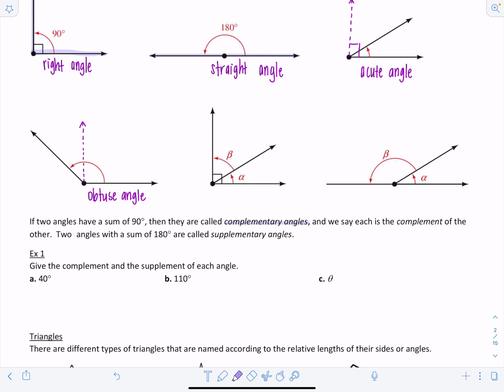Also, two angles that sum up to 180 degrees are called supplementary angles. So an example of supplementary angles would be like 10 degrees and 170 degrees. They both add up to 180.